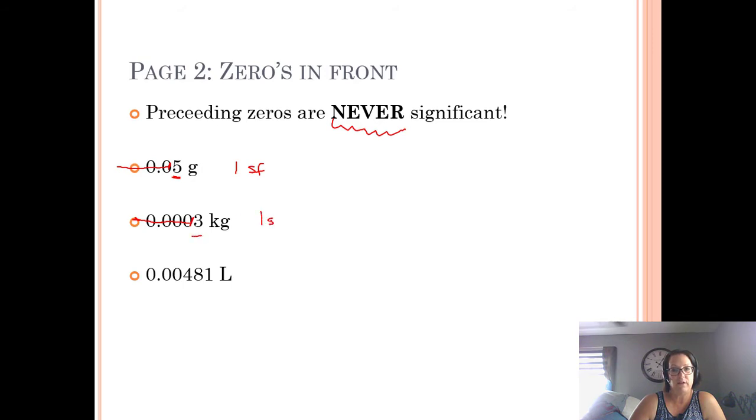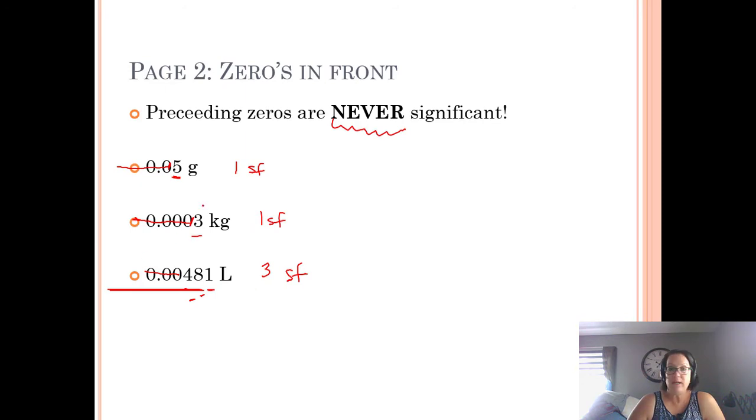Yes, 1 sig fig. Okay. Then if I look at the third one, no, no, no, no. Oh, yes, this one counts. And of course an 8 and a 1 count. So this would be 3 sig figs.